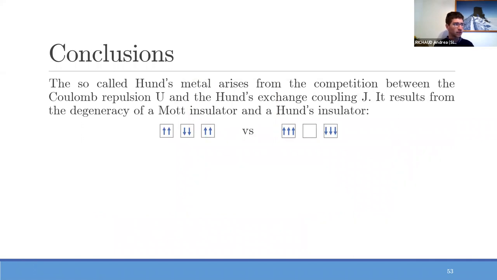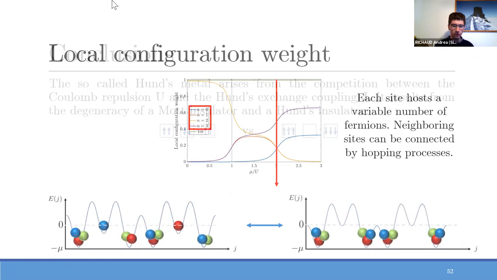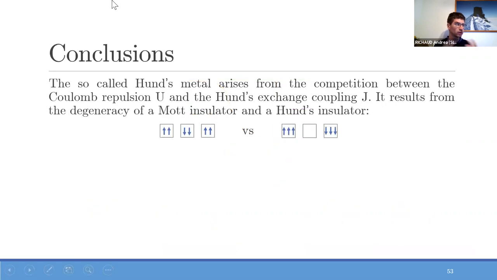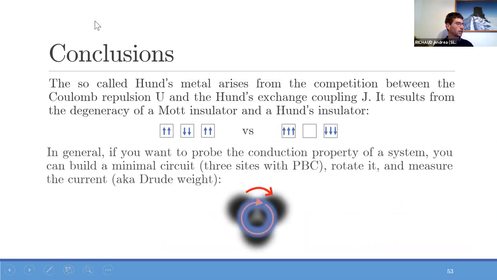In the first part, I tried to explain that a metal arises from the competition between a Mott and an UND insulator. These two terms, which both constrain electron mobility, result in a metal. In general, of course, if you want to probe the conduction property of the system, you can build a minimal circuit, rotate it and measure the current.